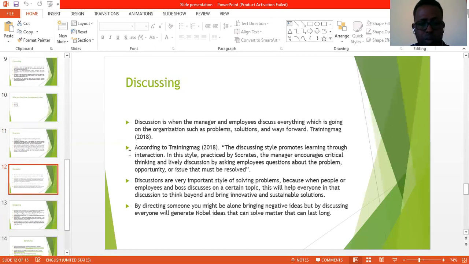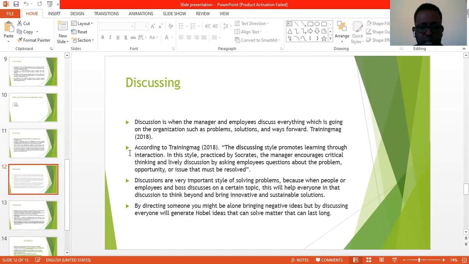Discussion is when the manager and the employees discuss anything which is going on in the organization, such as problems, solutions, and the way forward. This is according to the Training Mag 2018. According to the Training Mag 2018, the discussion style promotes learning through interactions, and this style was practiced by Socrates. The manager encourages critical thinking and lively discussion by asking employees questions about problems and opportunities that must be resolved.